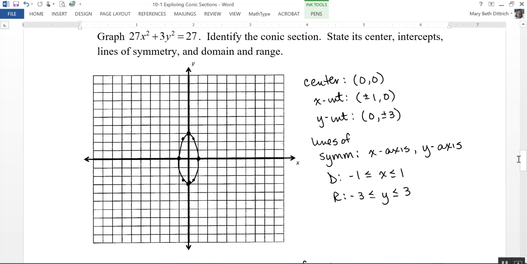Okay. My x-intercepts of positive and negative 1, my y-intercepts of positive and negative 3, and then my additional points here. In this case, you can see that my center is going to be 0, 0 again. And in fact, in all of the examples we're looking at today, the center is 0, 0. My lines of symmetry in this case are not going to be every line through the center, but only the x-axis and the y-axis. And my domain is any x values between and including negative 1 and positive 1. And my range is the y values up to and including positive 3 and negative 3. And the shape of this one is an ellipse.